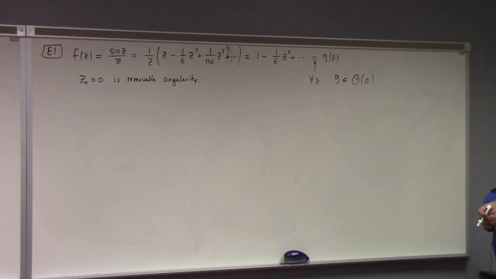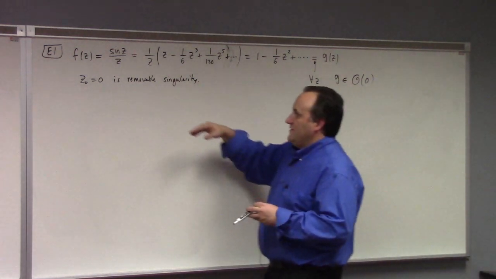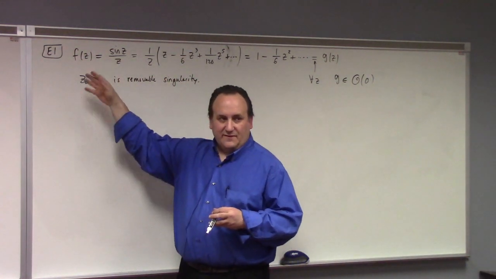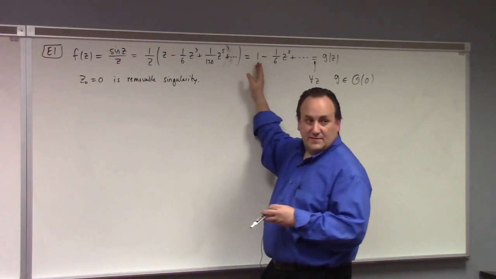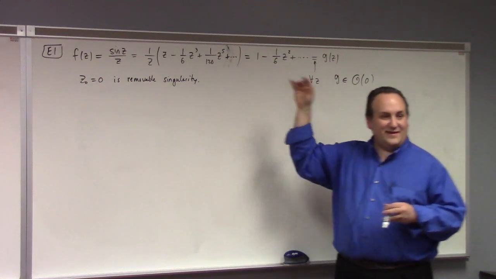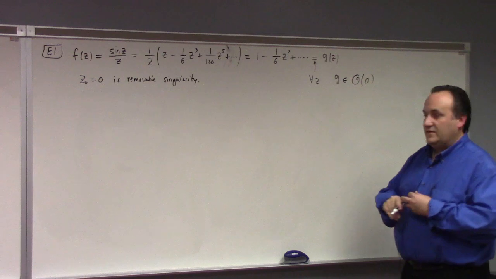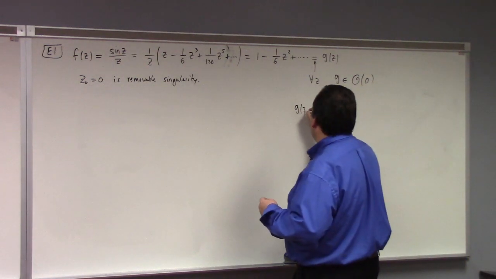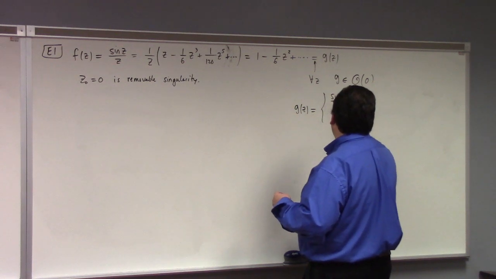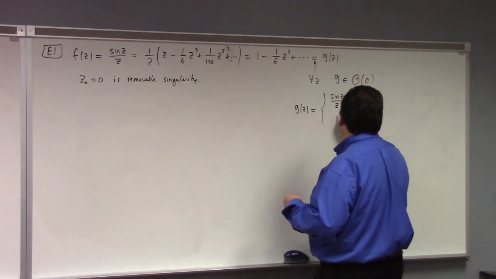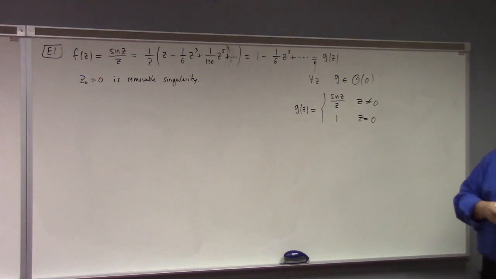So a lot of people won't even say things like f of z is sine z over z for z not equal to 0, and f of 0 is equal to 1. That would be the proper way to define f, or maybe the proper way to define g. G of z could be more properly defined like this: g of z is equal to sine z over z for z not equal to 0, and 1 for z equals 0.